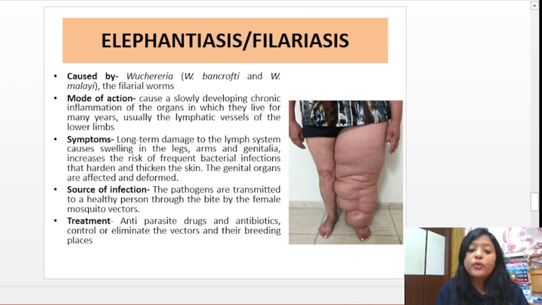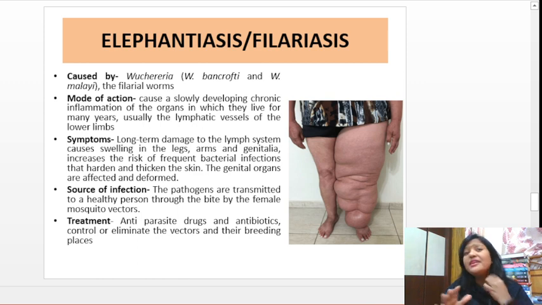So what are the symptoms? Since it's there for a long time in the body, it is causing damage to the lymphatic system, which is leading to swelling of the legs, arms and genitalia. In some people it also affects the genital organs. It will lead to bacterial infections in the body, and also to thickening and hardening of the skin. The skin looks very hard and it's not smooth. So these are all the symptoms of this disease.